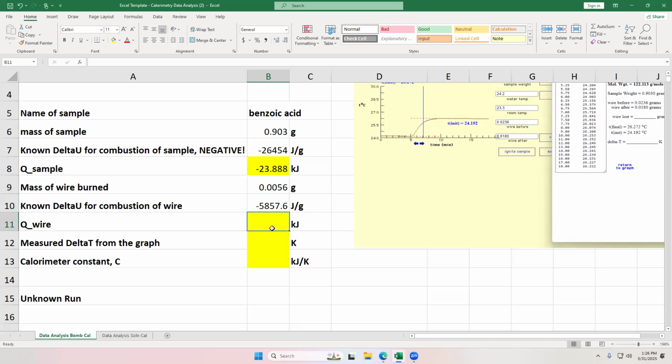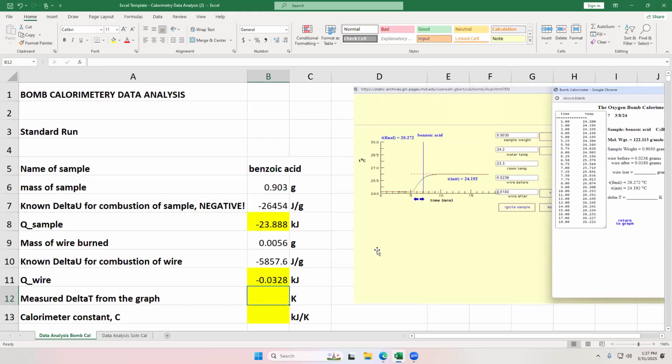So what's the actual Q for the wire? You multiply that by the mass of the wire that was burned, and then you divide by 1,000 to convert it to kilojoules. Notice that the bulk of the heat generated is coming from which one, the sample or the wire? The sample. It's 0.03 versus 23.88 kilojoules, right? So you can pretty much ignore the wire, but since you have information about the wire, you might as well put it in.